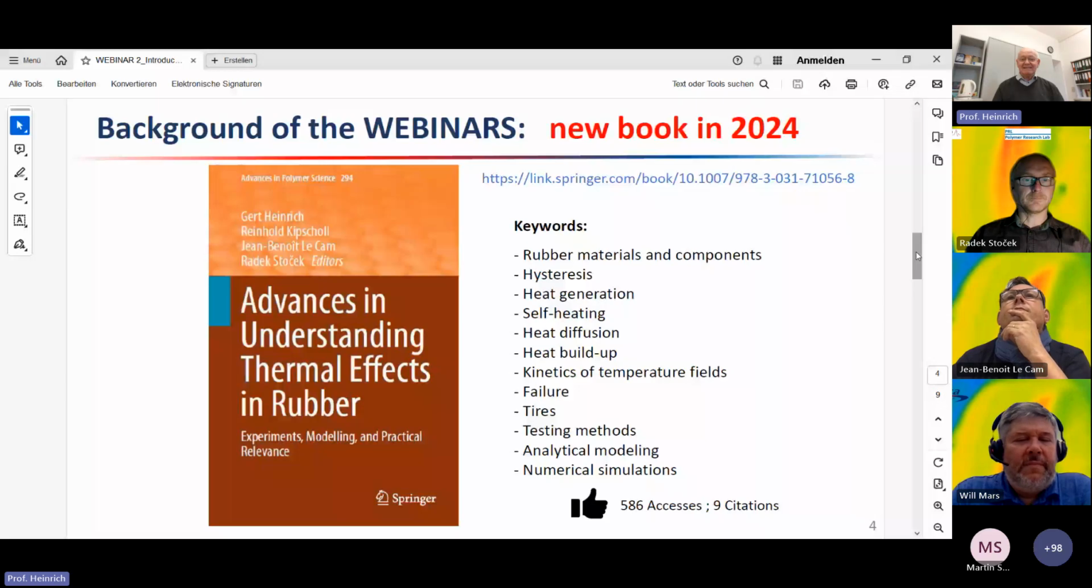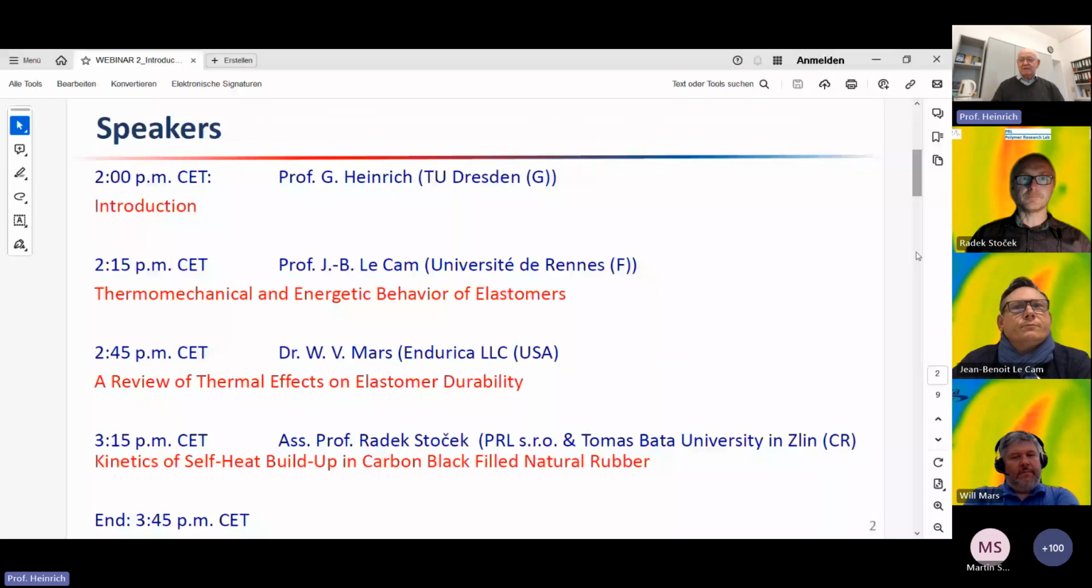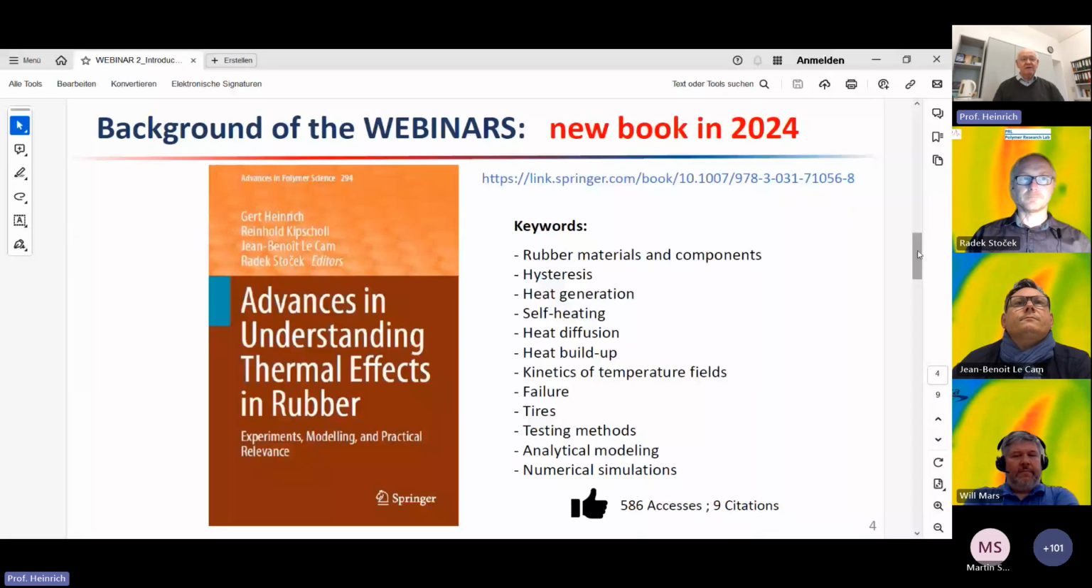And I also have listed here some keywords about, let me say, the hysteresis effects in rubber materials and components, heat generation, self-heating, heat diffusion, heat build-up, up to the demonstration of new testing methods, analytical modeling, and numerical simulation. There's a nice summary. I have some problems with switching from one page to the next. Sorry for that.